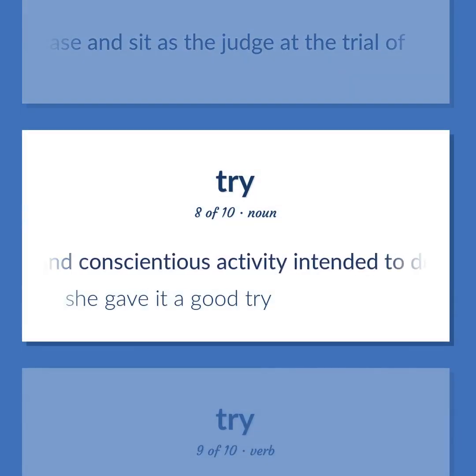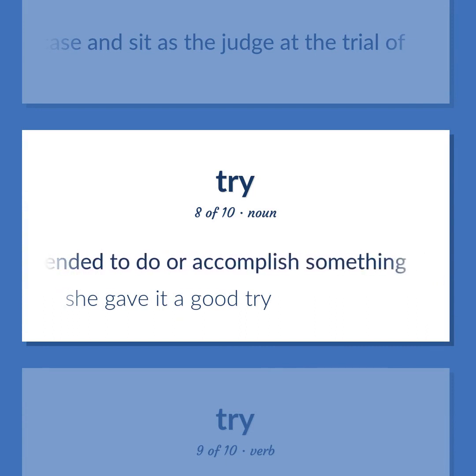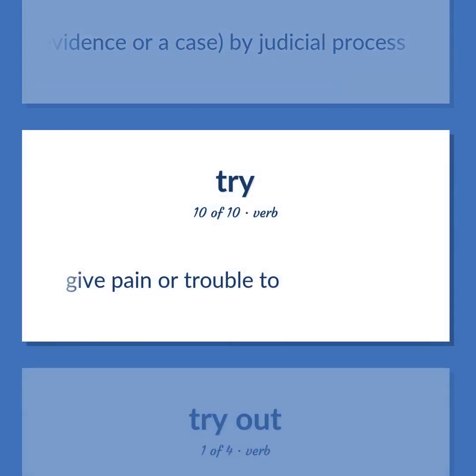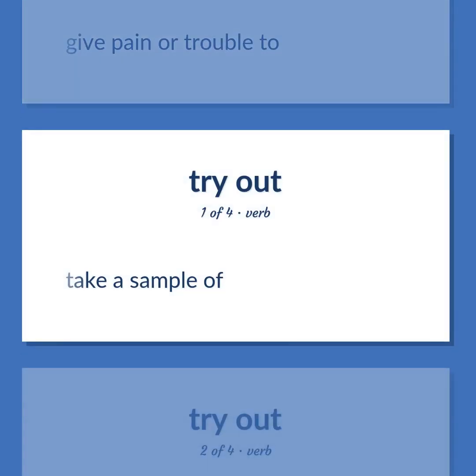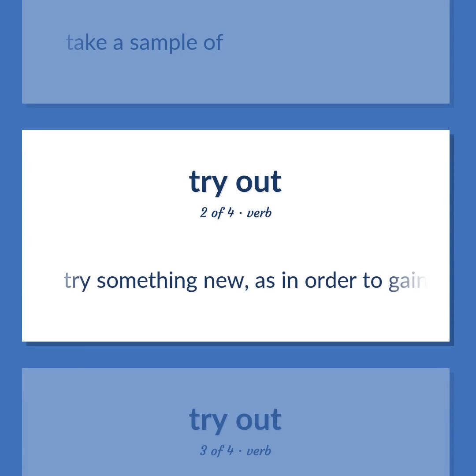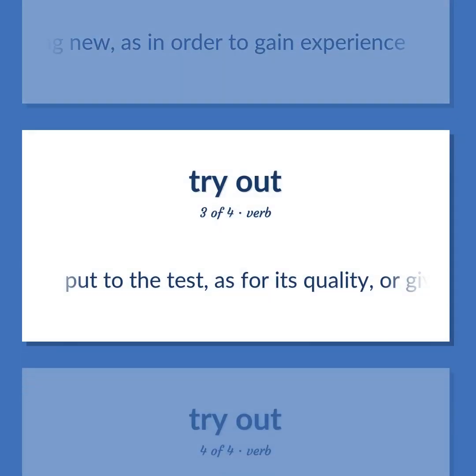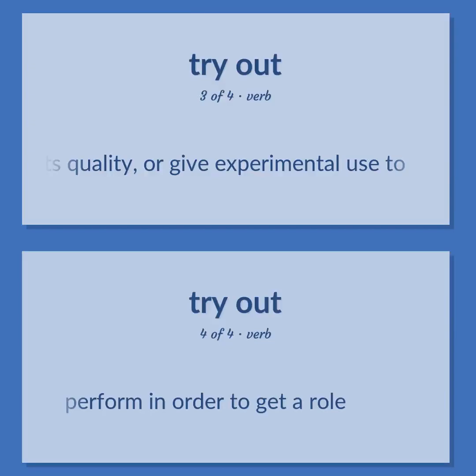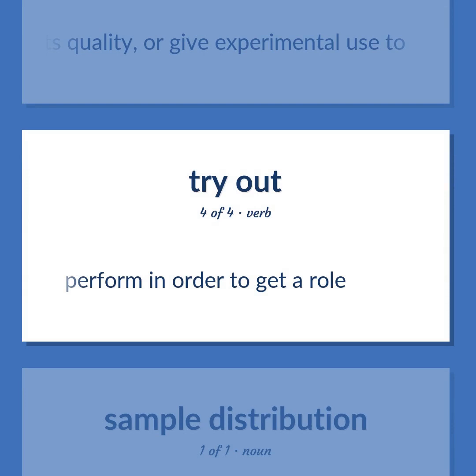Earnest and conscientious activity intended to do or accomplish something. She gave it a good try. Examine or hear evidence or a case by judicial process. Give pain or trouble to. Take a sample of. Try something new, as in order to gain experience. Put to the test, as for its quality, or give experimental use to. Perform in order to get a role.